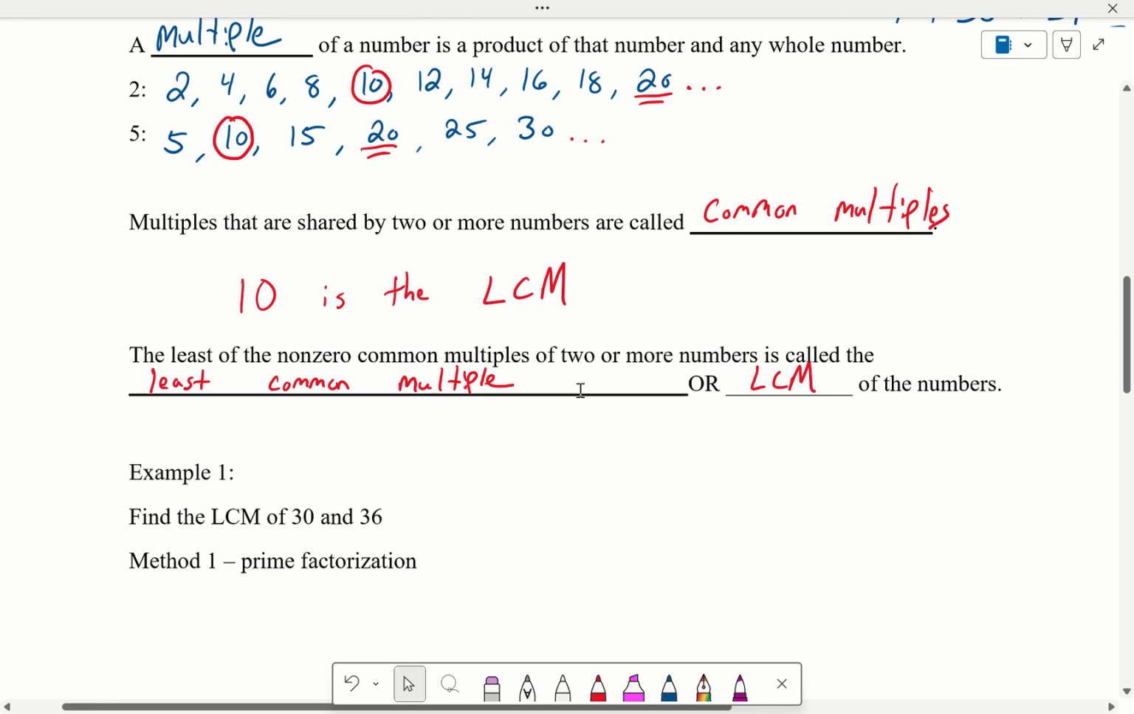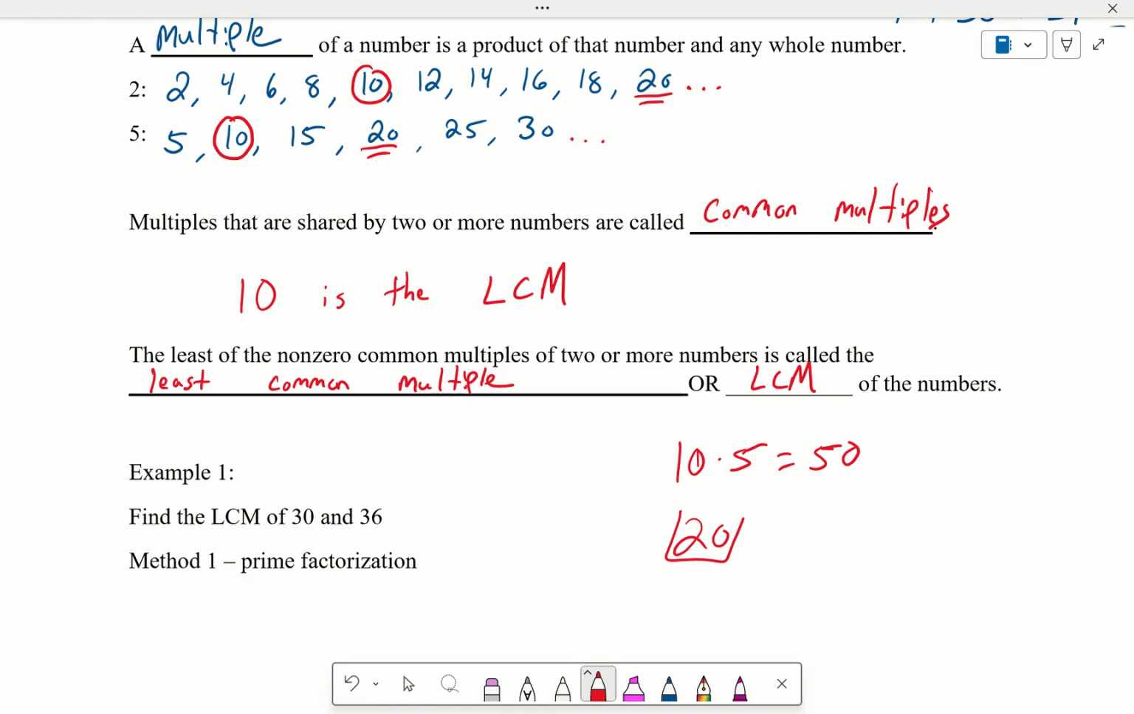There you go. When two numbers like 2 and 5 don't have any common factors, all you have to do is multiply them together. That would not work for 10 and 5. 10 and 5 have common factors, right? 5 is a common factor of 10 and 5. So 10 times 5, that's 50. That's not the LCM. It is a common multiple of 10 and 5, but it's not the LCM.